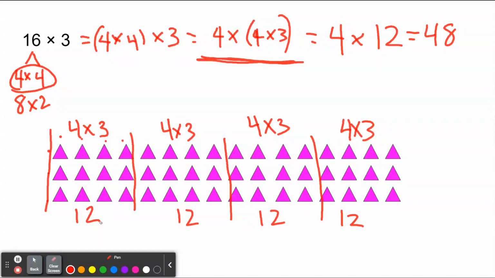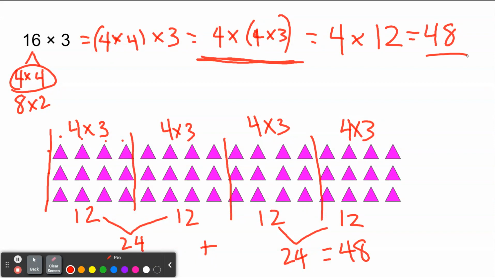Now, if multiplying 4 times 12 seems too difficult and that is still a big number for us to work with in our brains, we can combine 12 plus 12, which is 24, and combine 12 plus 12 again, which is 24, and we can add 24 plus 24, which will give us 48. So that is our product. There are multiple different ways that we can come across this product, but these are some strategies to help us make it a little bit easier.